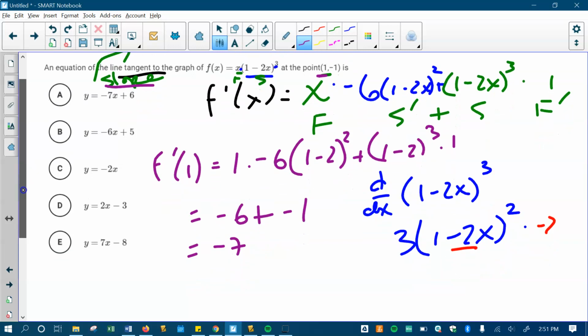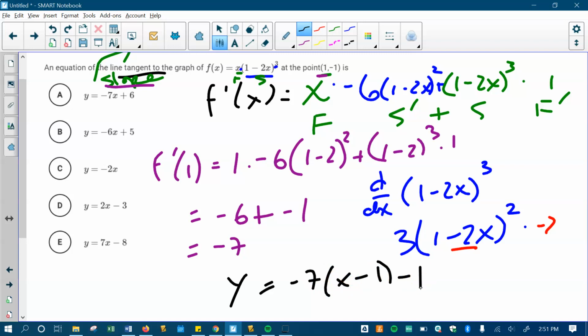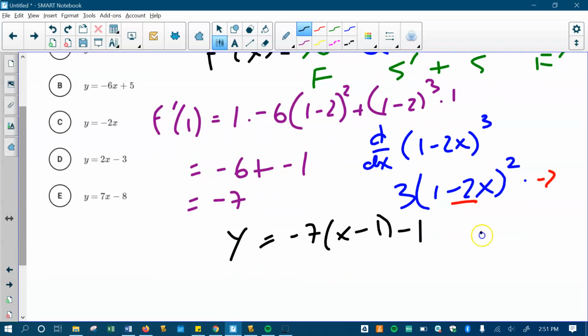Okay. So to write the equation, I'm going to need to write in point slope form. I get y is equal to negative 7 times x minus 1, minus 1. That's point slope form using the point (1, negative 1). And if you're not sure, this y value of negative 1 is right here instead of on the other side.